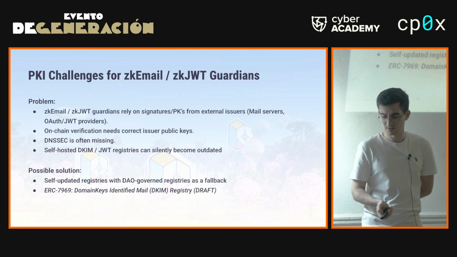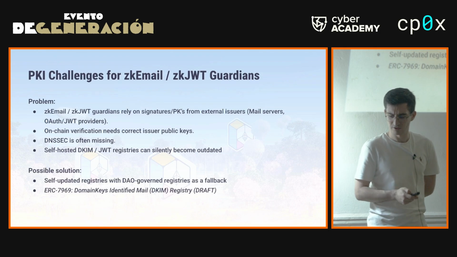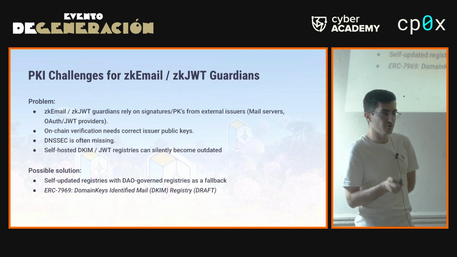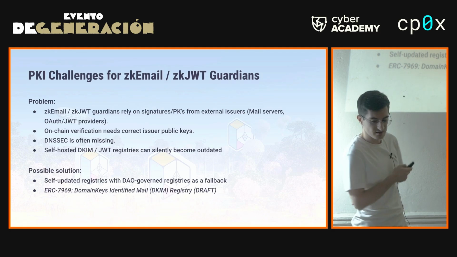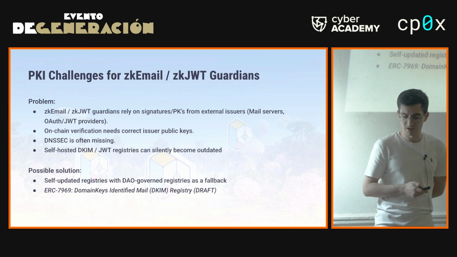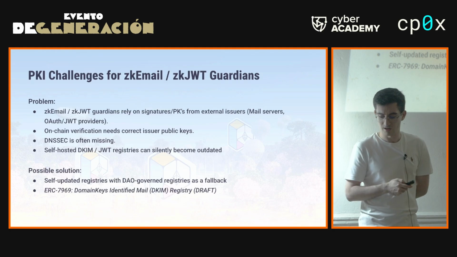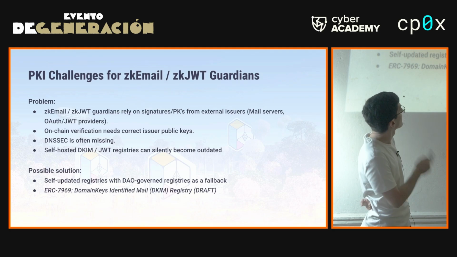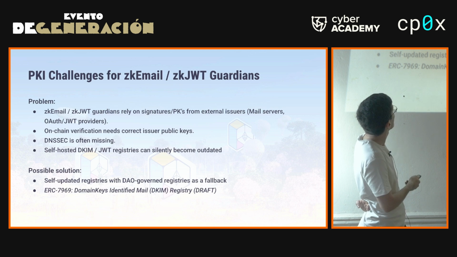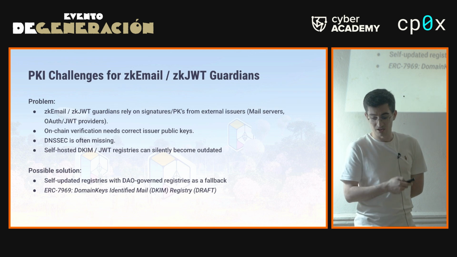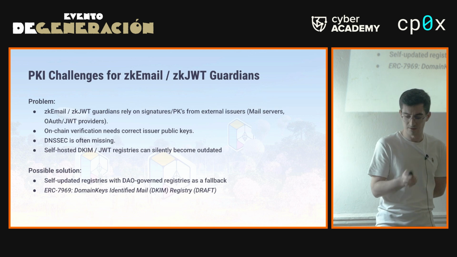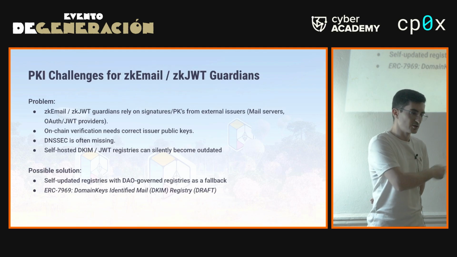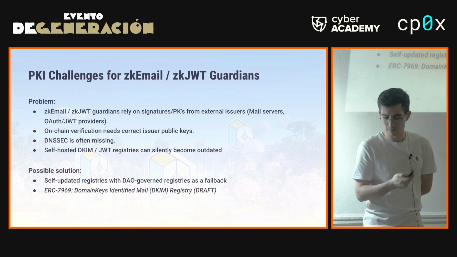A few challenges that I want to talk about here are public key infrastructure challenges for some auth methods such as zkEmail and zkJWT. So the problem here is that zkEmail and zkJWT Guardians rely on signatures and public keys from external issuers like mail servers, auth, and JWT providers. On-chain verification needs correct issuer public keys, and there is no trustless way to port Web2 data into Web3. It's basically an Oracle problem.